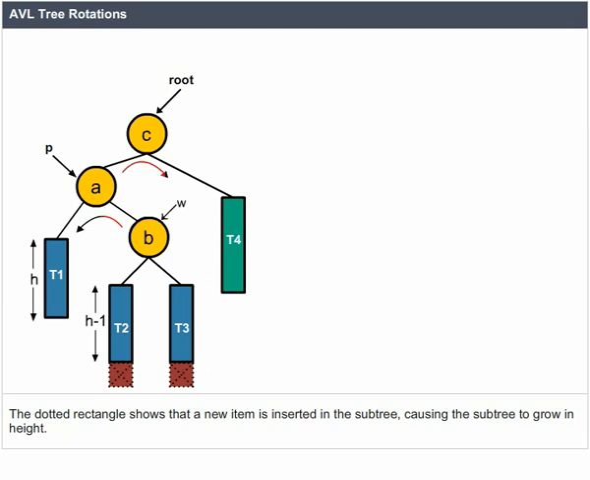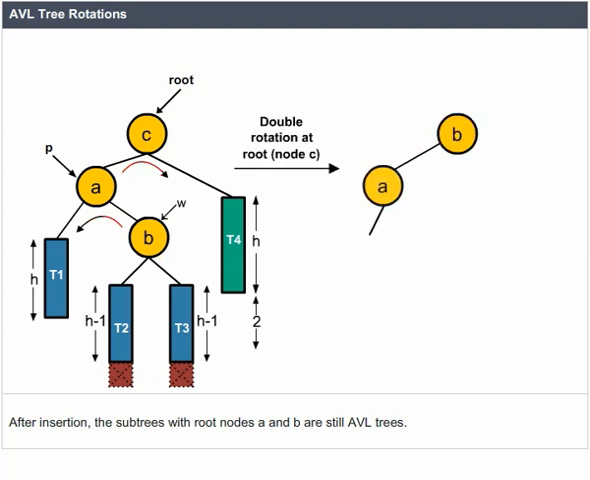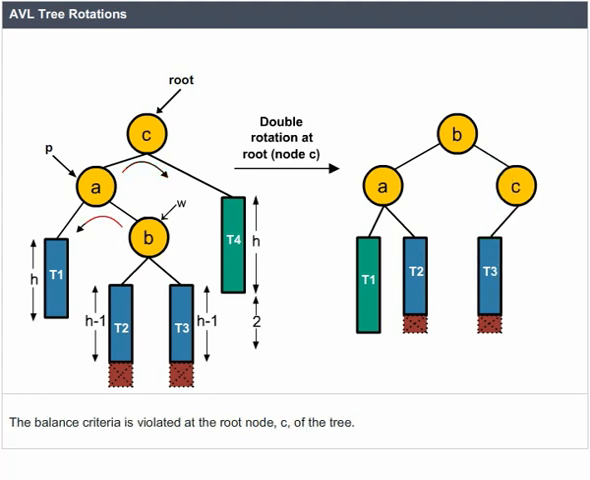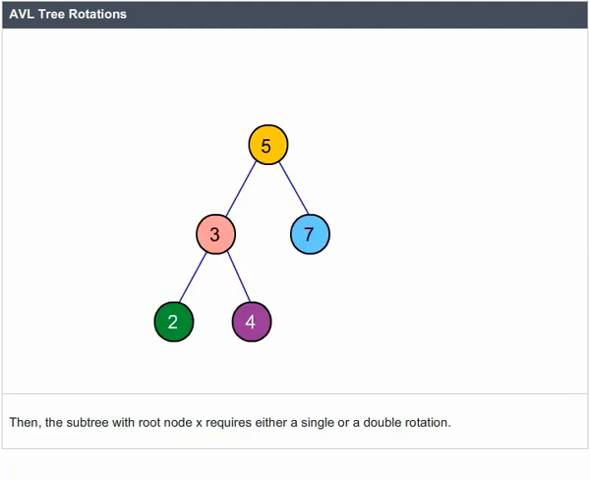All keys in T3 are smaller than the key in node C. All keys in T3 are larger than the key in node B. All keys in T2 are smaller than the key in node B. All keys in T2 are larger than the key in node A. After insertion, the subtrees with root nodes A and B are still AVL trees. The balance criteria is violated at the root node C of the tree. The balance factors of node C, BF of C equals 1, and node A, BF of A equals -1, are opposite. Then the subtree with root node X requires either a single or a double rotation.